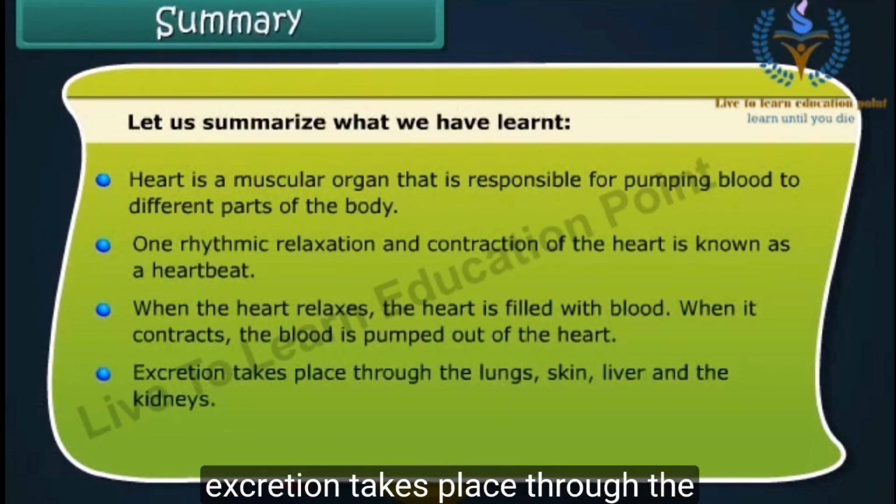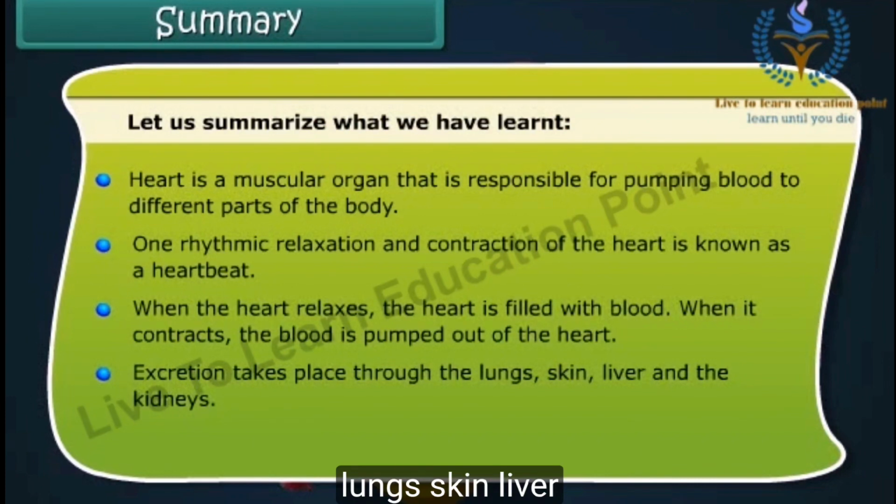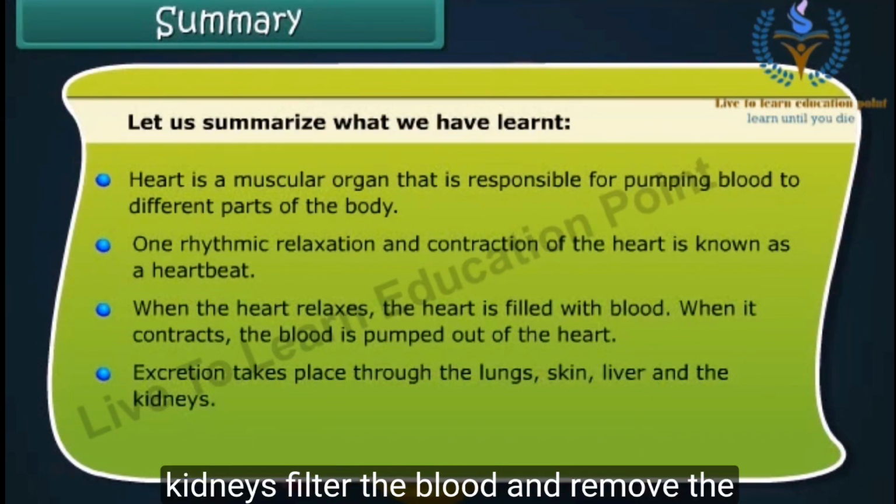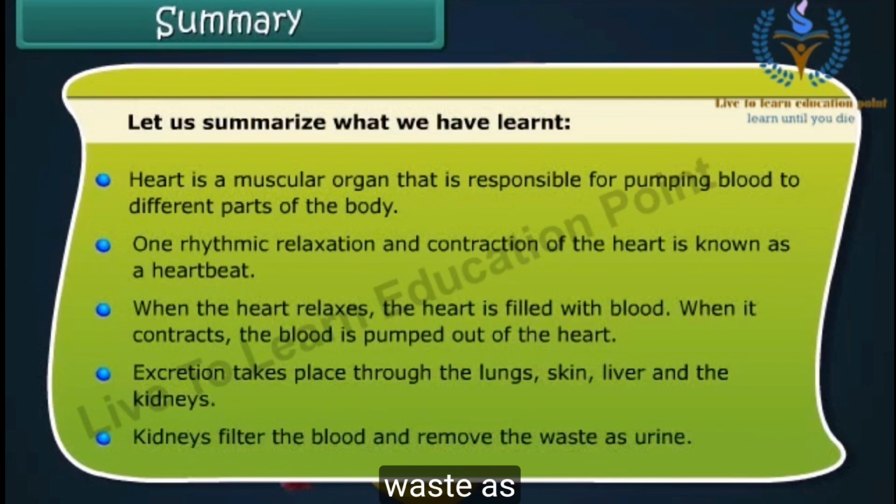Excretion takes place through the lungs, skin, liver, and the kidneys. Kidneys filter the blood and remove the waste as urine.